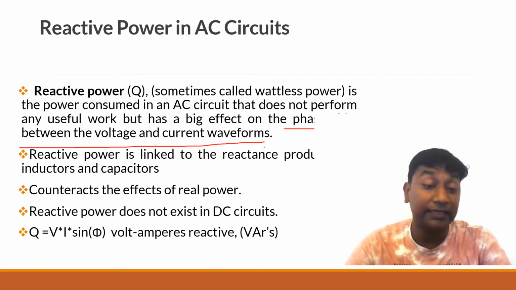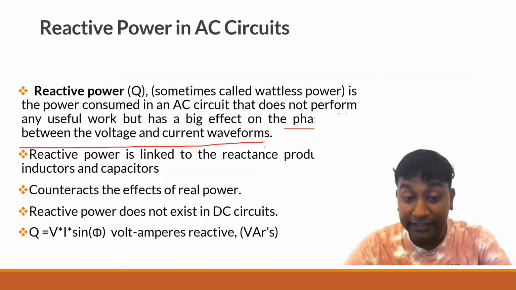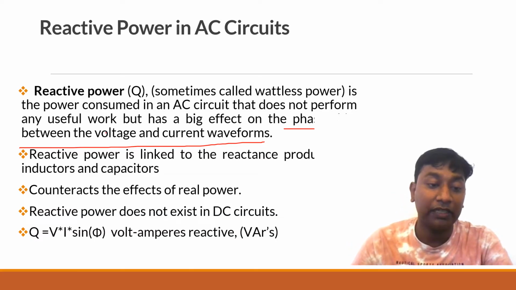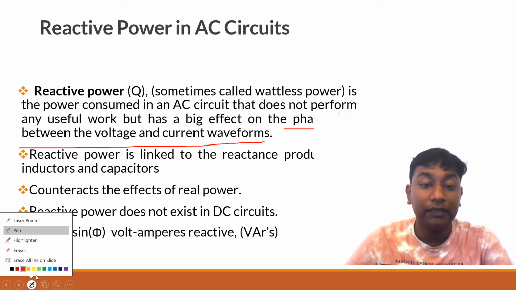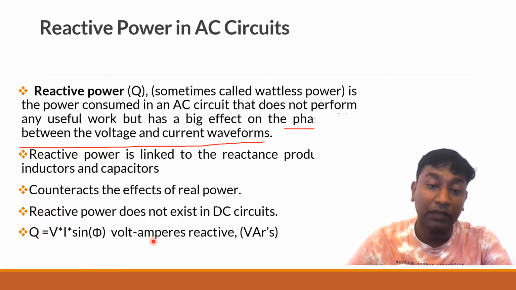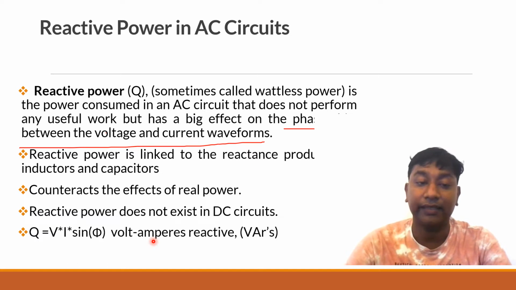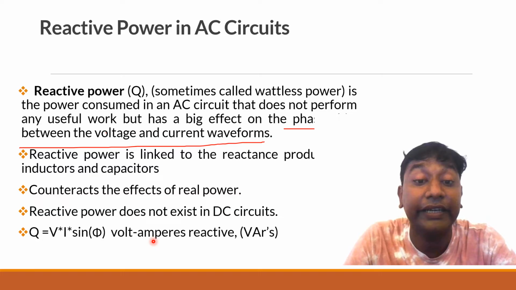Reactive power does not exist in a DC circuit. We can calculate the reactive power as Q equal to VI sin phi, and its unit is volt ampere reactive. So volt ampere reactive is the unit of reactive power. It exists only in an AC circuit, and it counteracts the effects of real power.